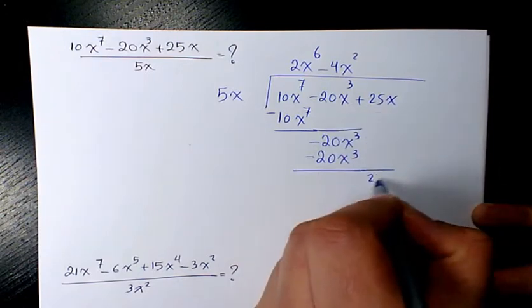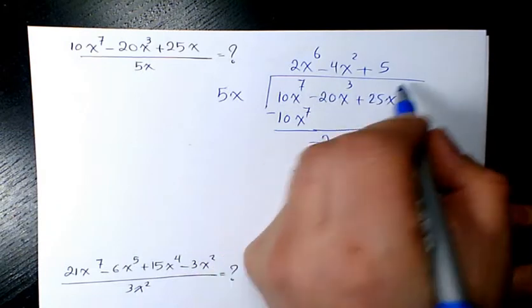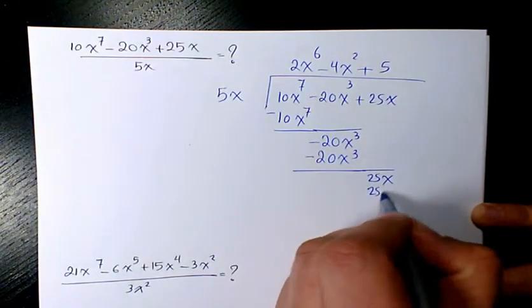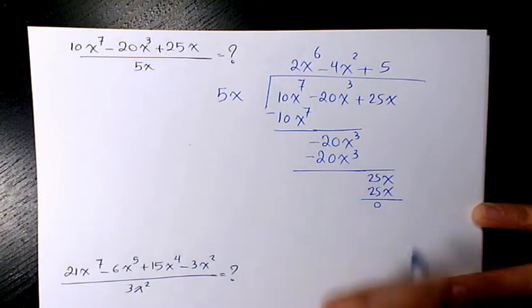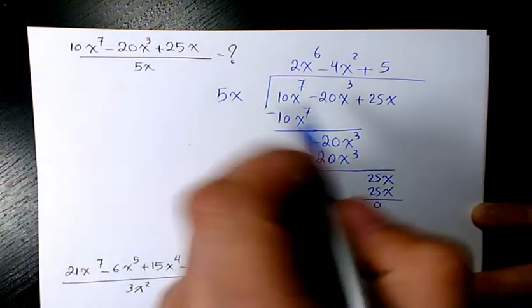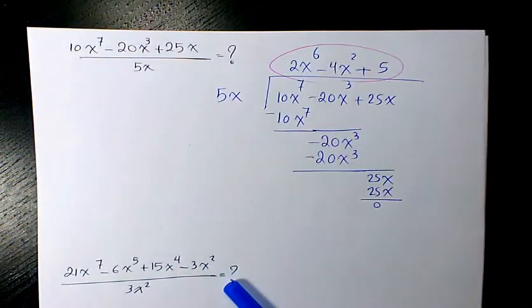Then you bring the next number down, 25x divided by 5x is going to be 5. When you multiply it, it's going to be 25x. And then it's going to be equal to 0. That's the remainder. So the answer is, the quotient is going to be 2x to the power of 6 minus 4x squared plus 5.